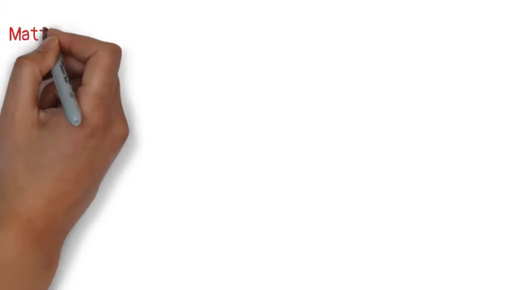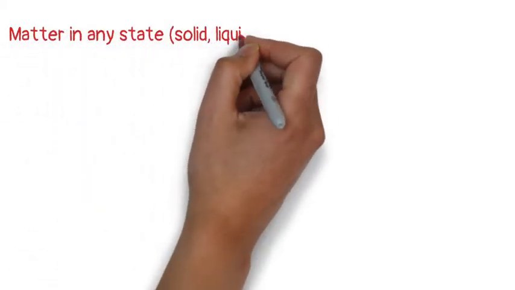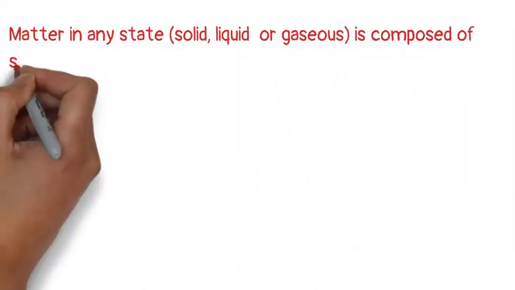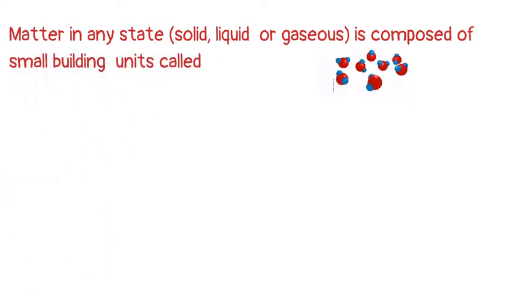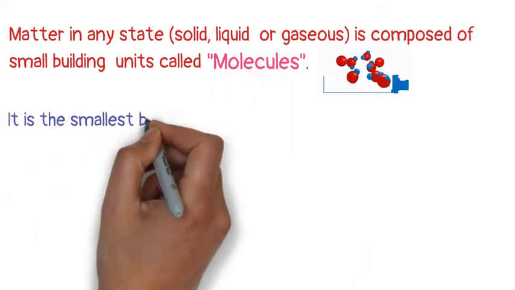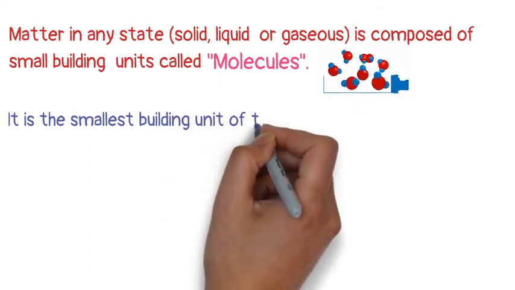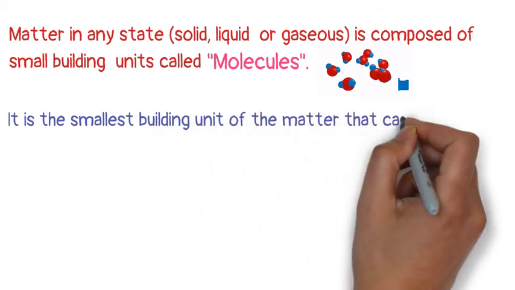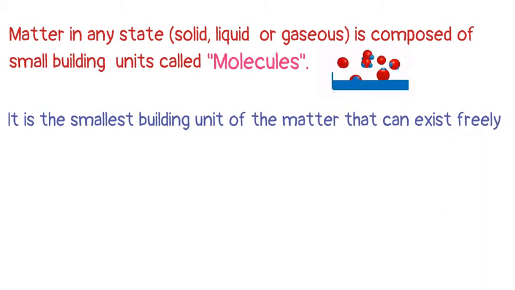Let's continue. Previously, we learned that the matter in any state, solid, liquid or gaseous, is composed of a small building unit. This small building unit is called the molecules, and the molecule is the smallest building unit of matter that can exist freely.